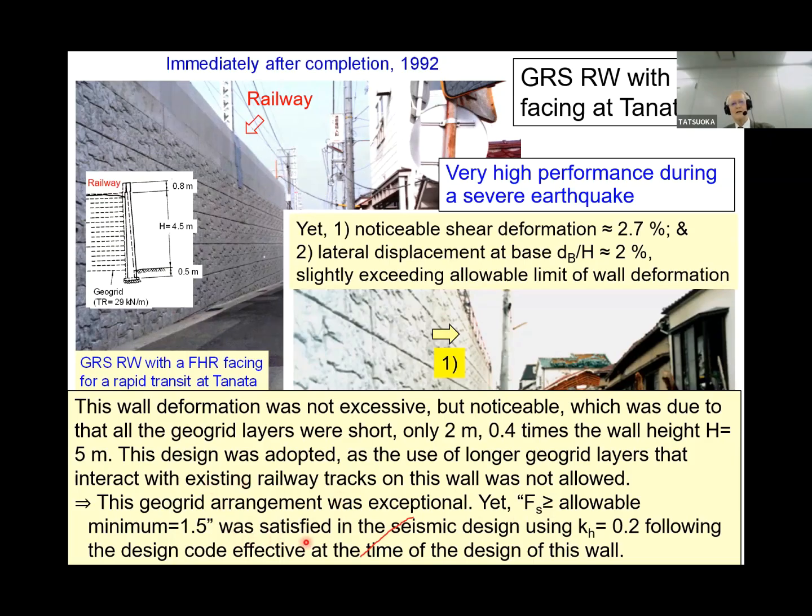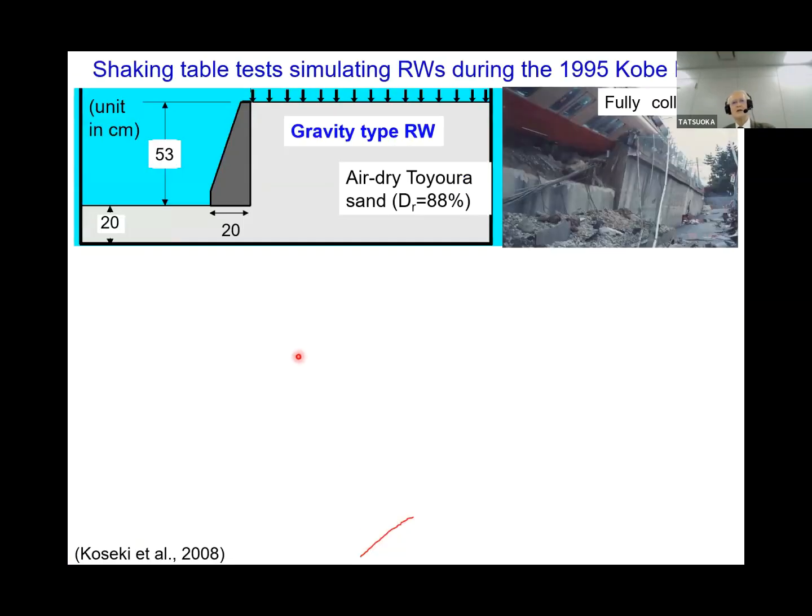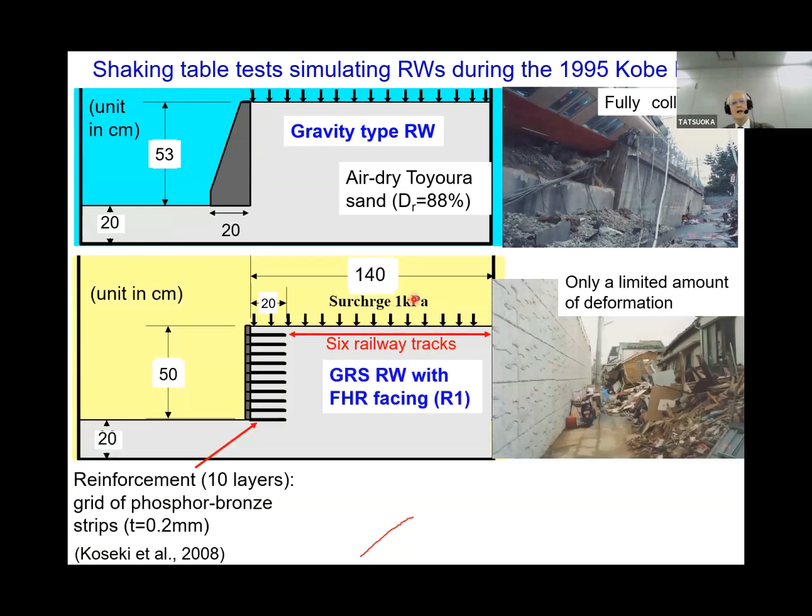This was satisfied in the seismic design using a horizontal coefficient of seismic load 0.2, following the design code that was effective at the time of design of this wall. So we did some investigation of this earthquake. One of the investigations was a shaking table test, simulating the retaining wall during this earthquake. This is a gravity wall that collapsed. This is a GRS wall.